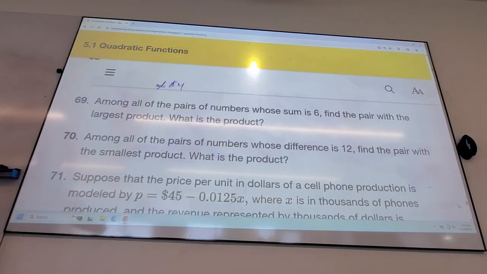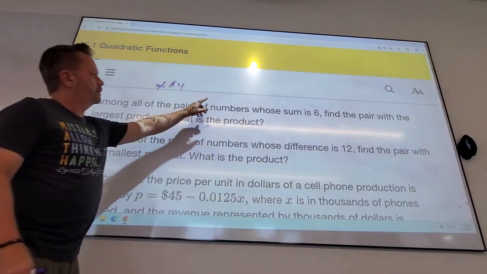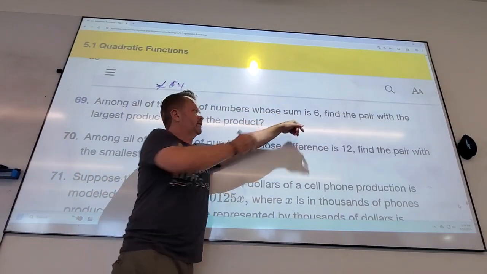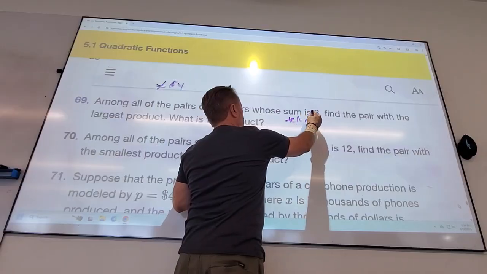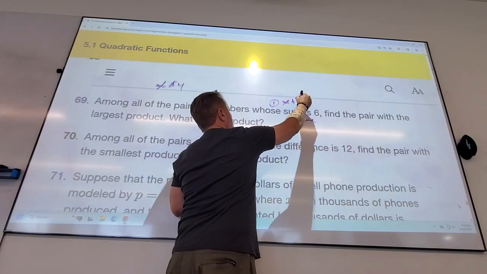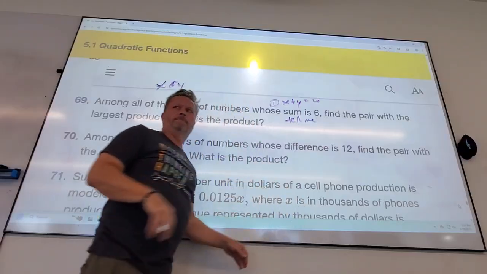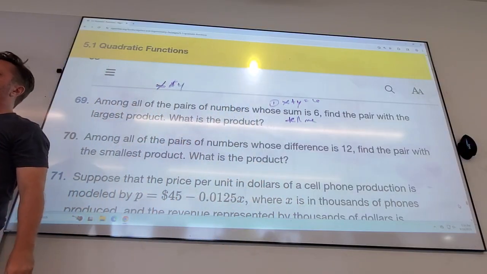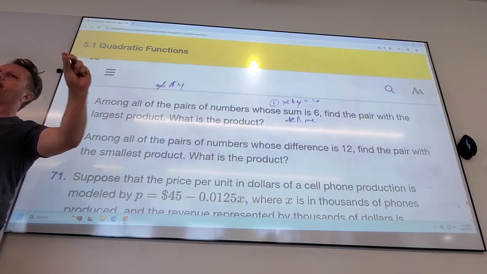I don't know what they are, so in algebra, what do we do? We give them variable names. The reason we give them names is that now we can do math to them. So how do I represent "sum is 6"? This is what they tell me. Sum is 6. What's that equation? Yep. That's what they tell me. What do they ask me about?